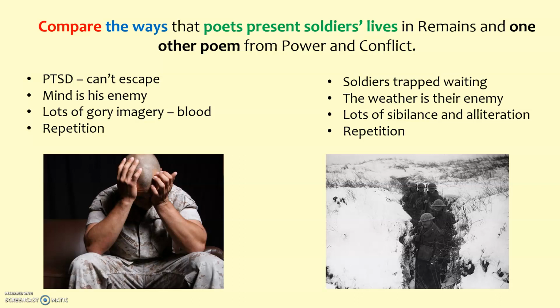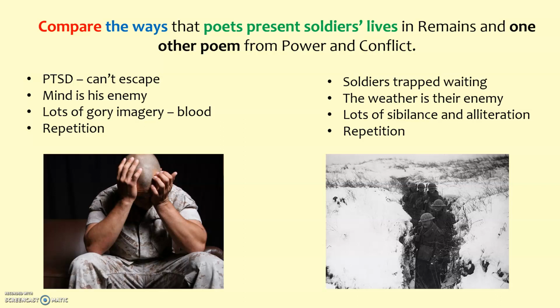So now, when I start looking at those two poems together, I can actually start making comparisons. There are things when I hold them together that make them similar, like the repetition, for example, yet there are also things when I hold them together which are different. How the mind is the enemy in one and the weather's the enemy in another. One uses lots of gory imagery and blood. Exposure doesn't do that. It in fact uses lots of sibilants and alliteration.